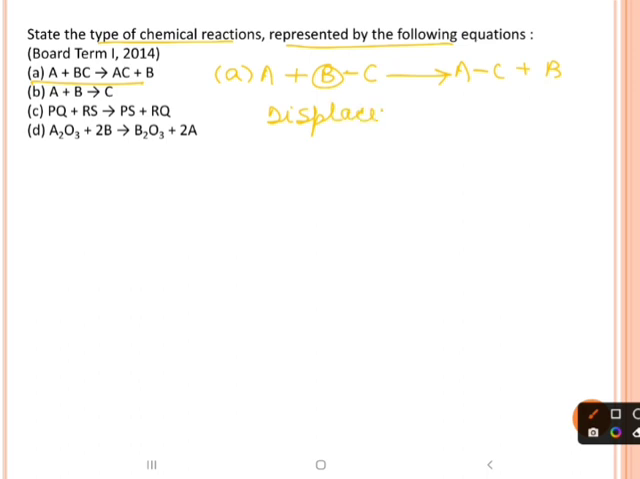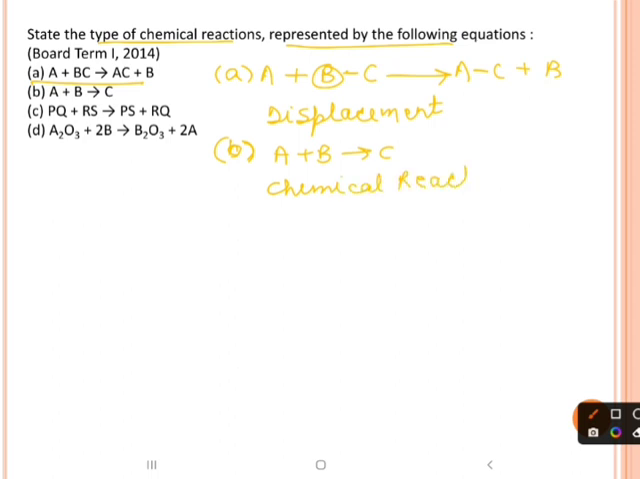You can write the detail also that one substance is exchanged, so it is a single displacement reaction. Now A plus B gives C. What is this reaction? This is just simple a chemical reaction.